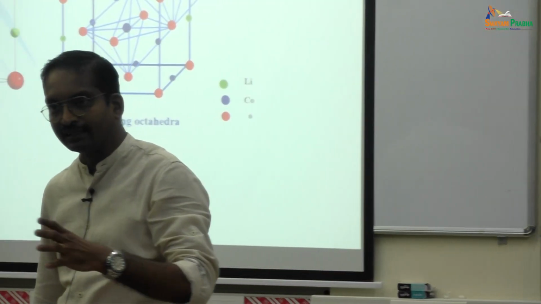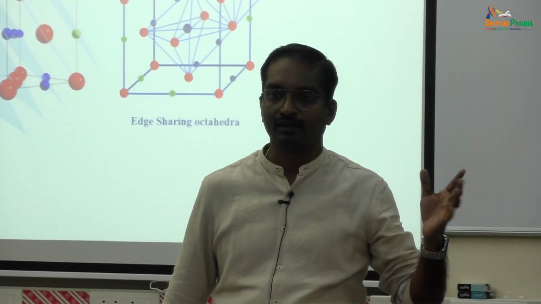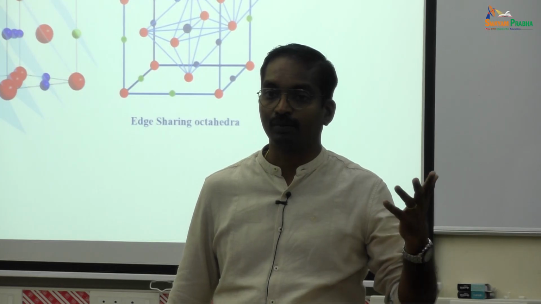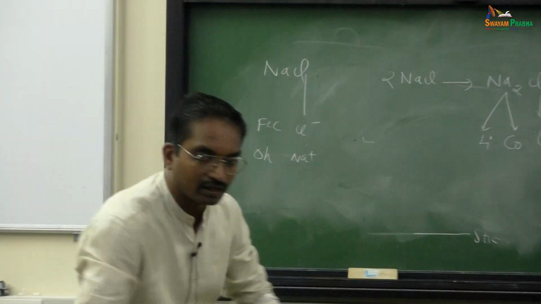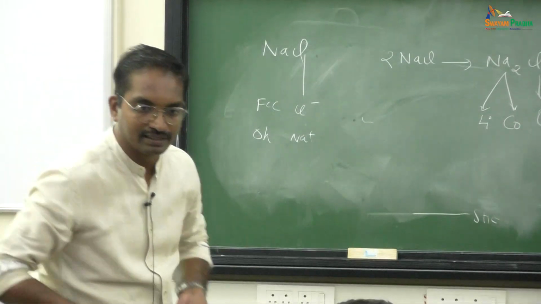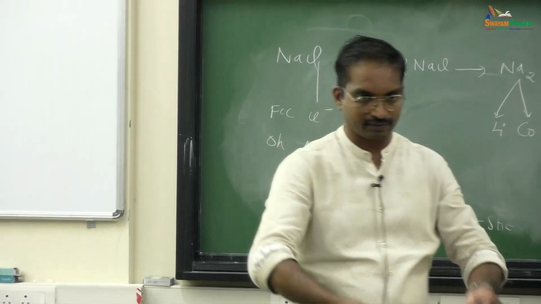Where are the layers there? A lithium layer and a cobalt layer. Since lithium is one layer, I can nicely pull that out and then insert lithium again, because there is a way by which I can pull out and put in.